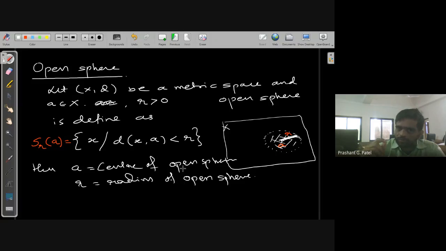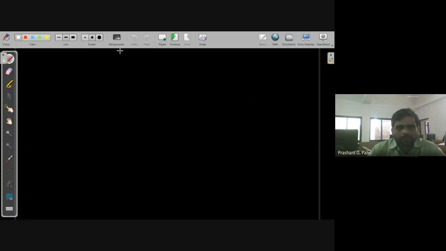This is R2 with the usual metric. Okay, if you change your metric, because we have seen that lots of metrics can be defined on a set, the open sphere will be different. Let's see that.